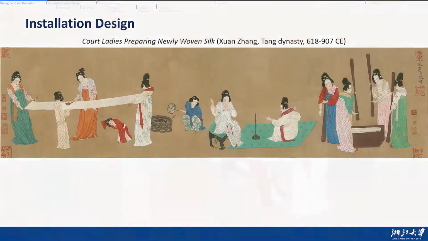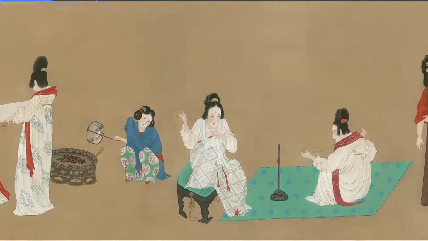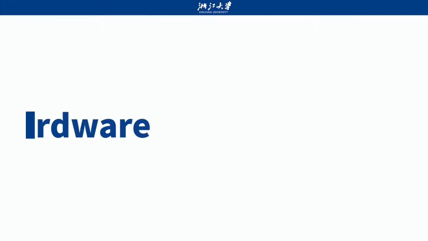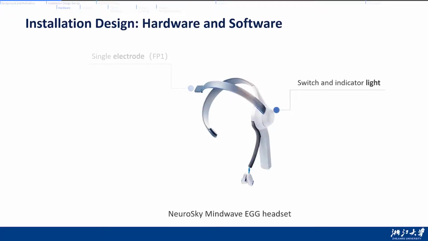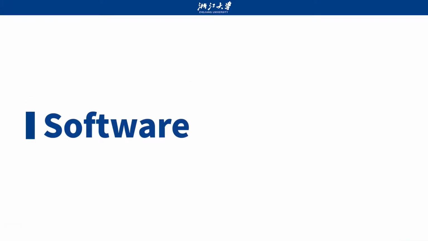Our installation is built based on a traditional artwork called Ladies Preparing Newly Woven Silk by Zhang Xuan in the Tang Dynasty. Our installation uses the NeuroSky MindWave headset to collect real-time EEG signals. The headset provides the mental measurement of attention. We adopt attention as the control signal to encourage visitors to concentrate and to appreciate the painting.